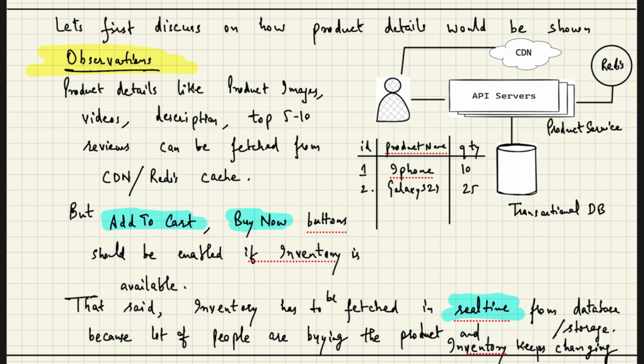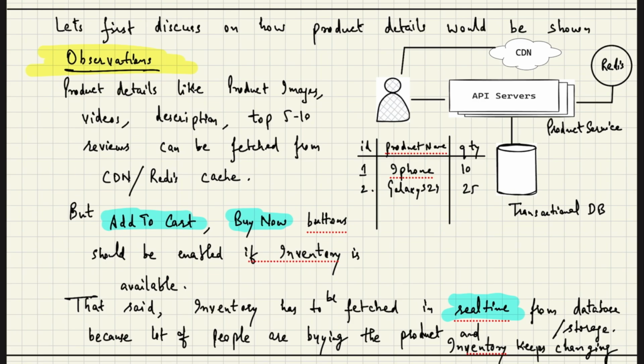But just for one thing, we have to make sure that the add to cart and buy now buttons should be enabled only if the inventory is available, because that is real time. Otherwise, if you are showing the add to cart button and buy now button, and later at the checkout stage the user will see, okay, there is no product, right? It will craft a bad user experience. So what we have to do is fetch the inventory in real time.